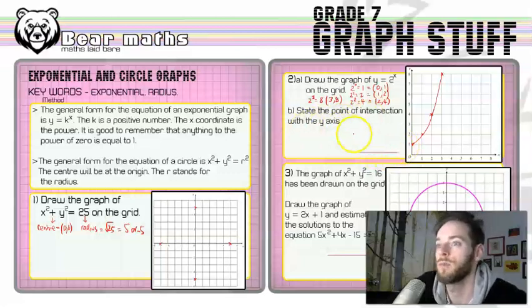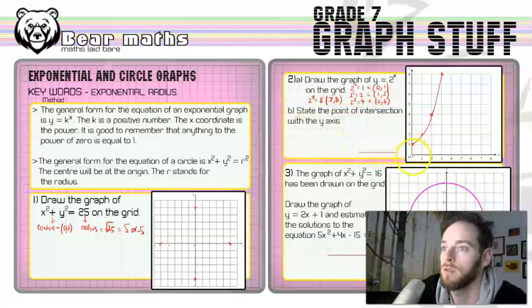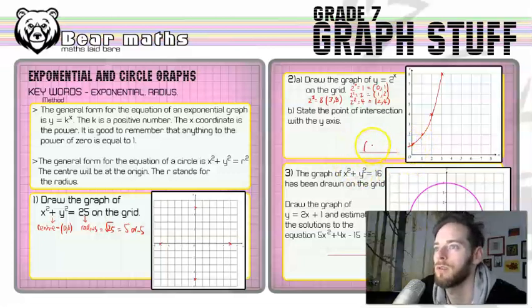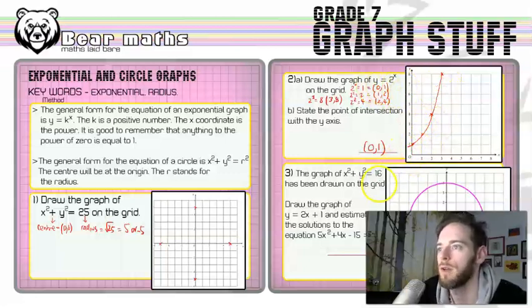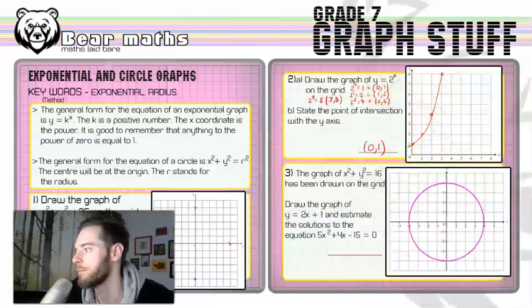State the point of intersection with the y-axis is what I was going to say but didn't. I just paused for a little bit, but now I said it. So we're going to put in the point of intersection just as a coordinate, 0, 1, simple as that. The graph is going to go through that point, right? And it does. That's it there. Done.